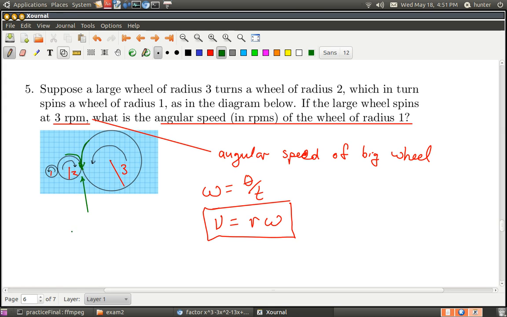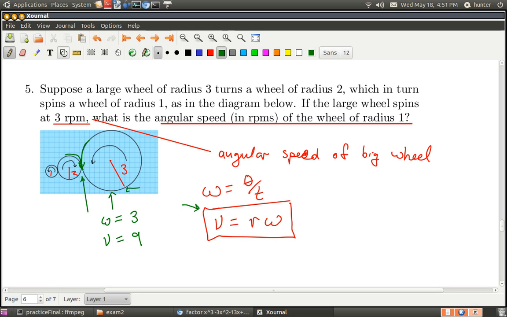Okay, all right. So let's just start with the fact that for this big wheel, omega is equal to 3. Okay, because it's 3 RPMs. Omega is just how many times you spin around a second. So omega for the big wheel is 3. So what is the linear speed for something on the edge of the big wheel? Well, I use this formula. It's r times omega, so it's 3 times 3 is 9.